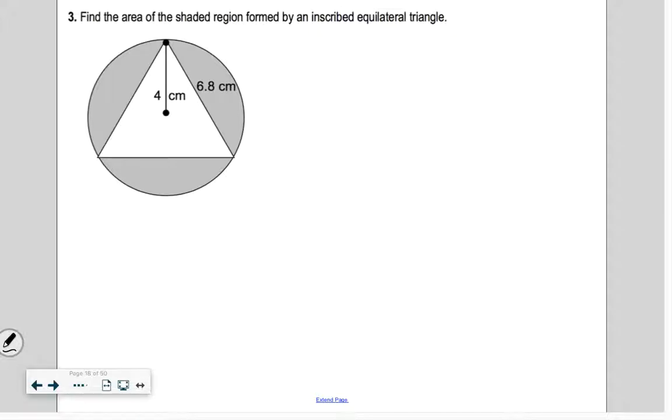All right. So how about this one? Find the area of the shaded region formed by the inscribed equilateral triangle. First of all, we have the area of the circle, which I think you guys can all see. What's the area of the circle? Do you guys see that the radius is 4? Yeah, so 16 pi, that's easy. The area of the triangle, a little bit harder.